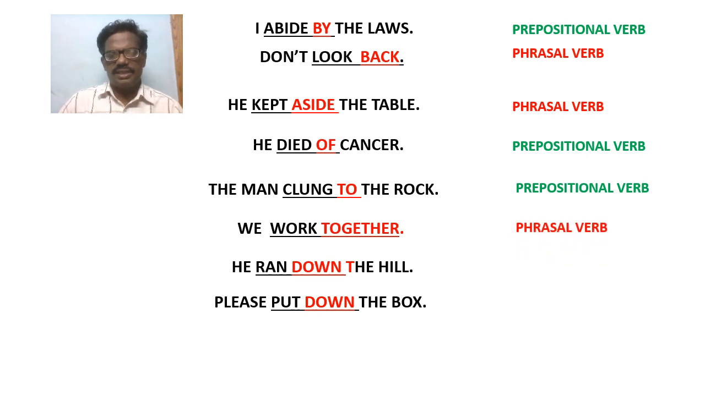And in the next sentence, the multi-word verb ran down is called prepositional verb because here the particle down cannot be separated and cannot be placed after the object. And in the last sentence, the multi-word verb put down is called phrasal verb because the particle down here can be separated and can be placed after the object, the box.